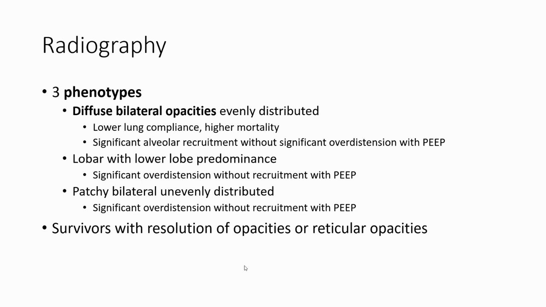Second phenotype, lobar with lower lobe predominance. Significant overdistension without recruitment with PEEP. Third phenotype, patchy bilateral, unevenly distributed opacity. Significant overdistension without recruitment with PEEP. Survival with resolution of opacity or reticular opacity.